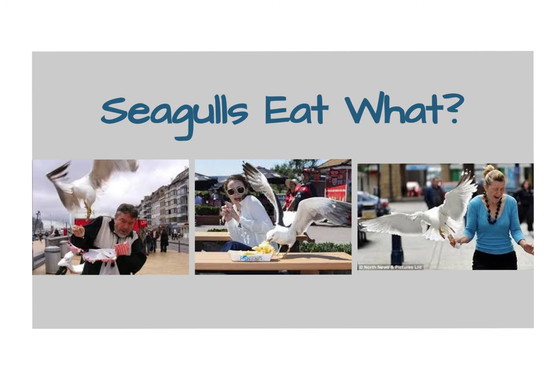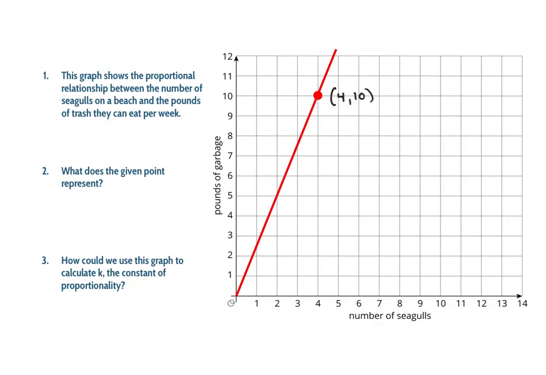Next, we're going to look at some stories talking about the amount of trash that seagulls can eat, and boy, can they eat trash. So here's the proportional graph showing us the relationship between the number of seagulls on a beach and the pounds of trash they can eat each week. The first thing we are being asked is, what does this one given point, (4, 10), represent? Go ahead and pause, take a look at the graph, and see what you can come up with.